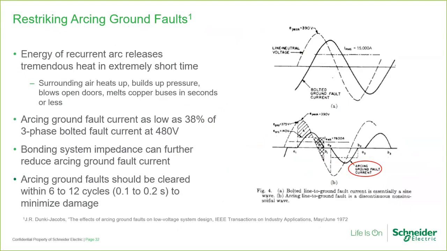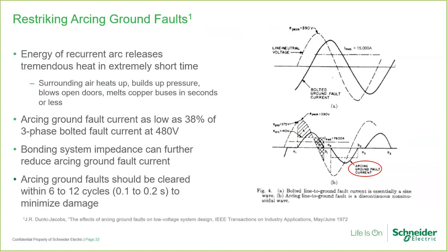Look at the two voltage and current sine waves on the right. The upper curves represent a bolted ground fault current of 15,000 amps RMS, which is this darker curve here, being driven by the applied 277 volt line to neutral voltage. A fuse or thermomagnetic circuit breaker would clear this bolted fault instantaneously. The lower curves show a restriking non-continuous arcing ground fault with an RMS value of 7,600 amps flowing in pulses, positive and negative pulses.